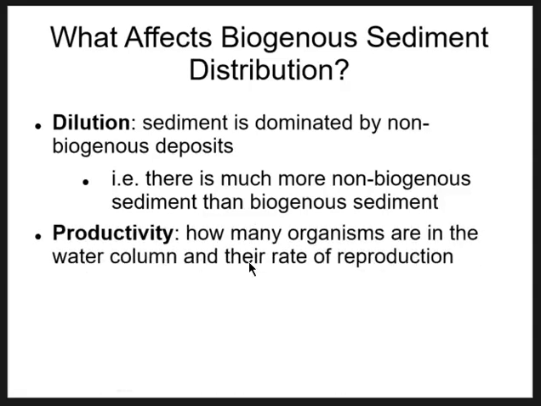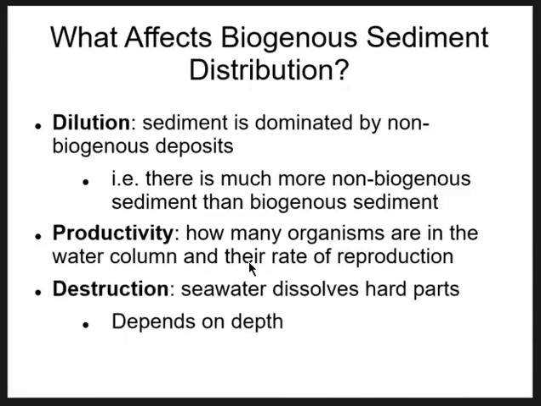Productivity is another one. Since biogenous sediment comes from living things, how productive that area is, how many organisms are in the water column, and how fast they're reproducing will tell you whether you're going to have a lot of biogenous sediment accumulating in that area. If you have a lot of organisms, that means a lot of organisms are dying at the same time, and you end up with a lot of biogenous sediment from the leftover hard parts of those organisms.